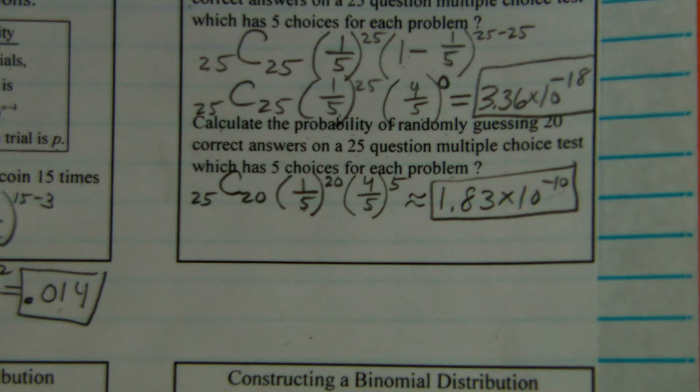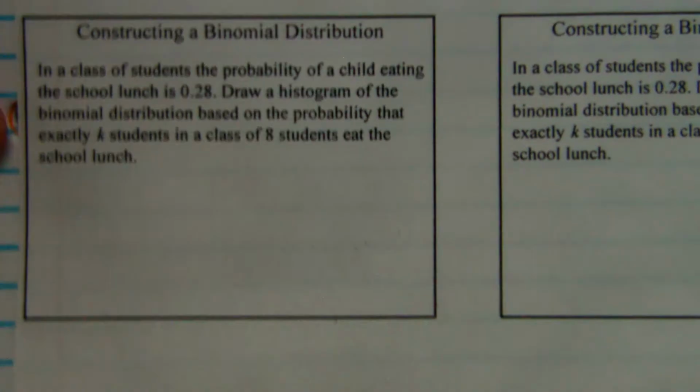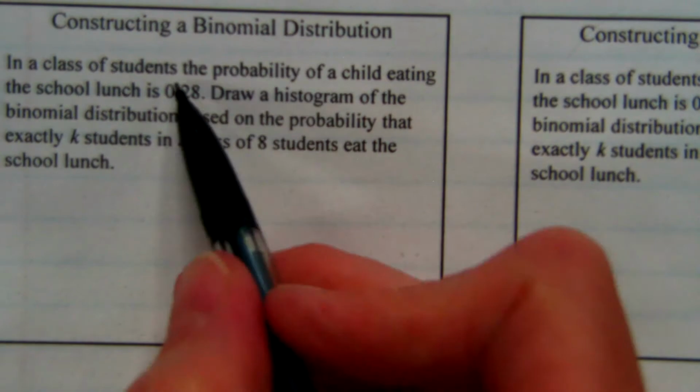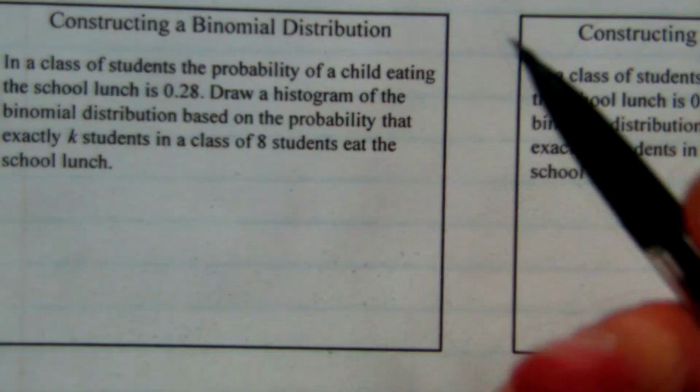All right, so what we're going to do now is look at building a binomial distribution. And actually, the next 3 boxes go together. I spread it out. So it says, in a class of students, the probability of a child eating the school lunch is 0.28, so that'd be 28%.